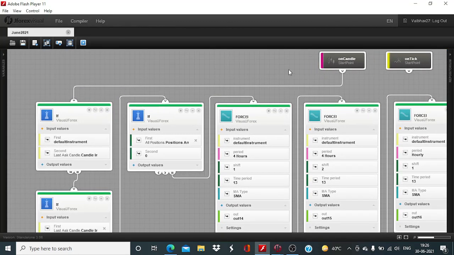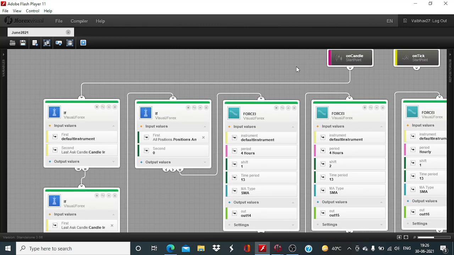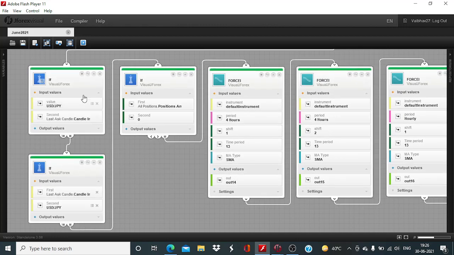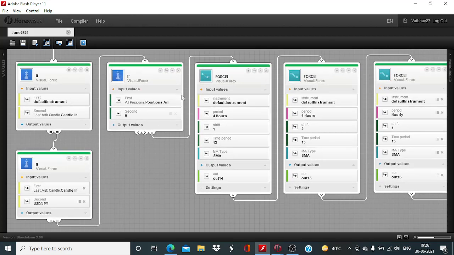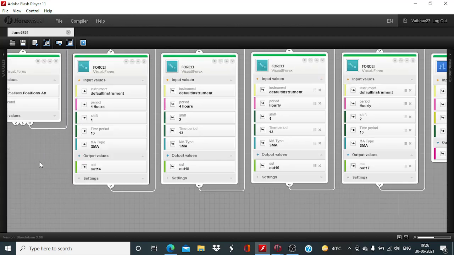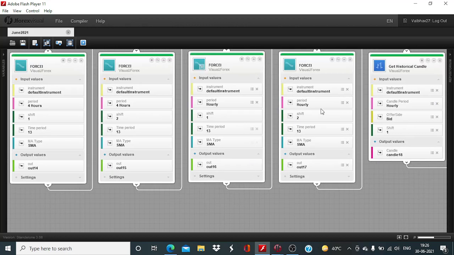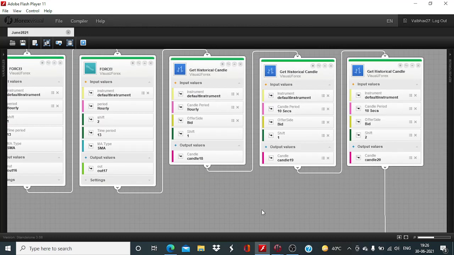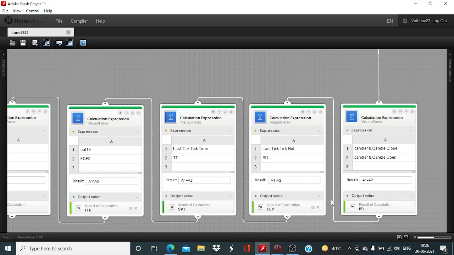And now we are back to the Visual JForex board, which has been developed by the Dukascopy Bank SA. The setup includes this default instrument subscription. This time around, we are working with the USD JPY, and the position amount has been defined at zero. After that, I got these force index blocks. First two are of 4 hourly time period, and these last two are of hourly time period. And to look at the price action, we are also relying on the get historical candle. First one is of hourly candle period, and these two are of 10 seconds each to just pinpoint the exact point.